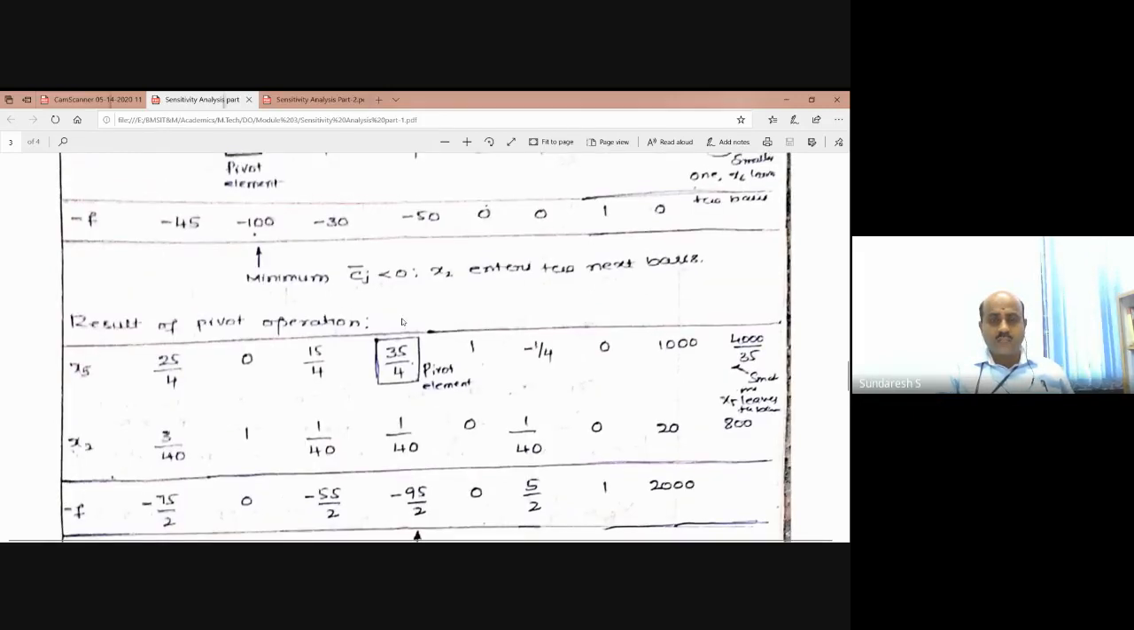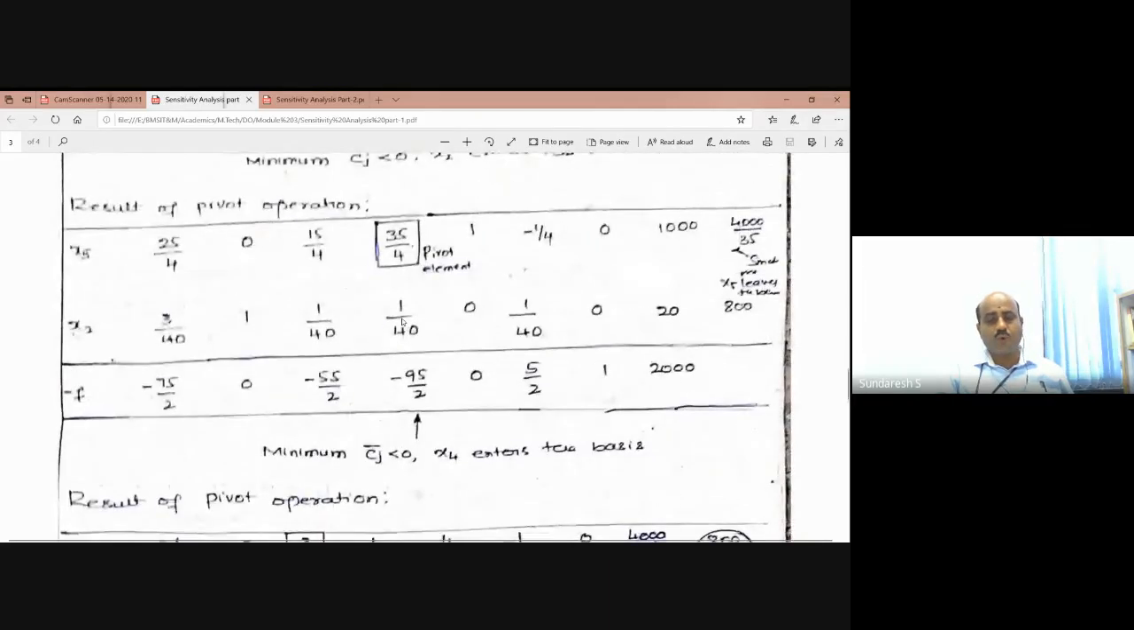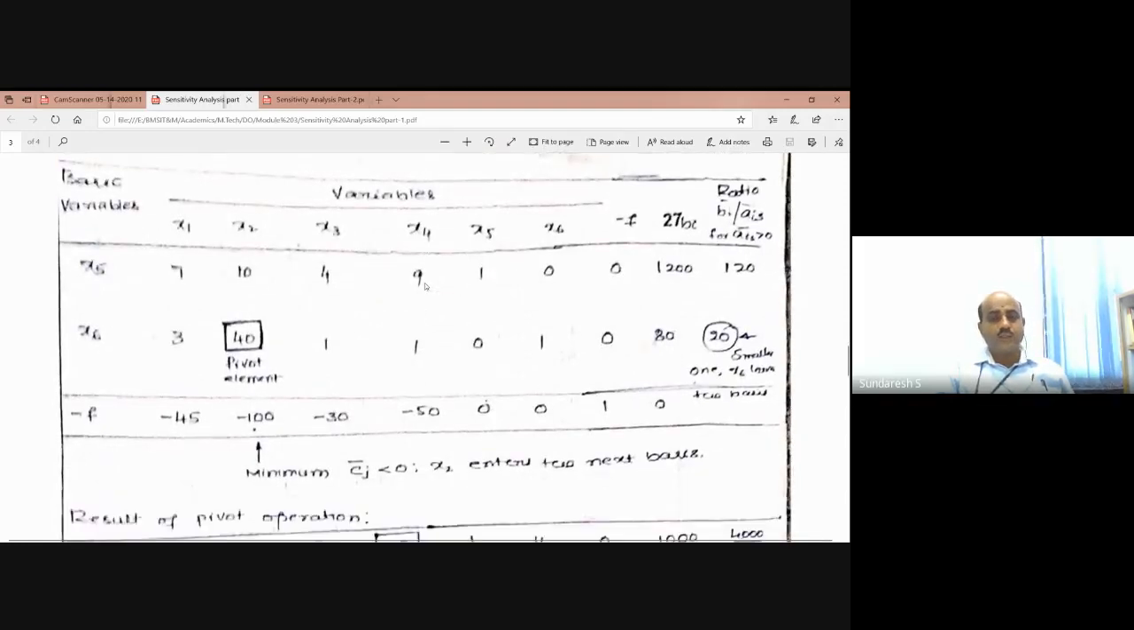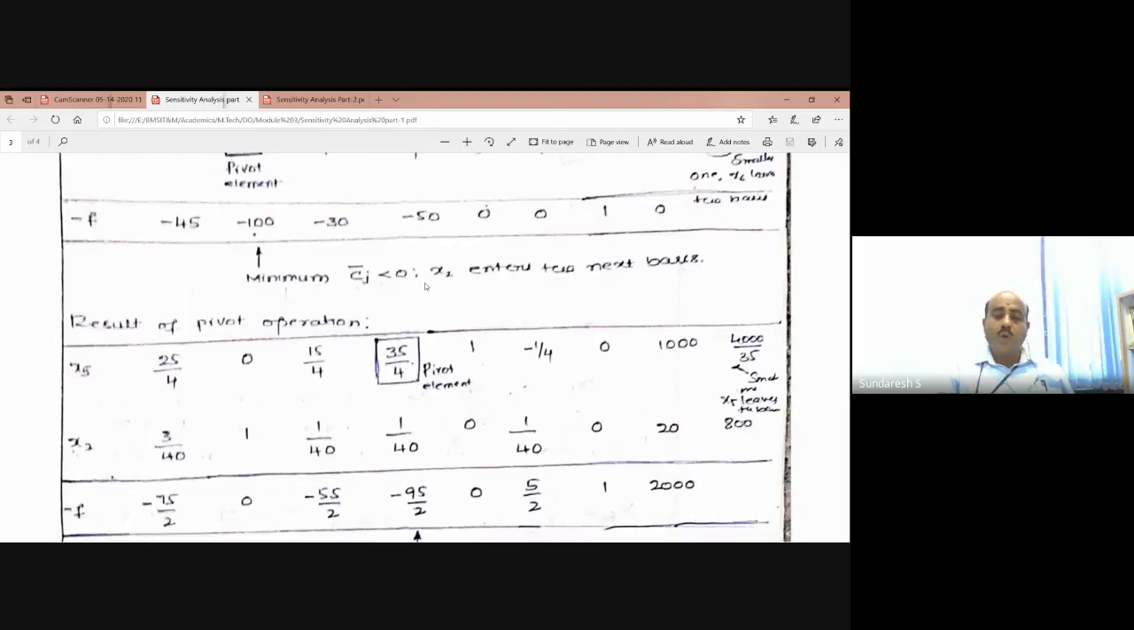Now the variable corresponding to the pivot column is x4. Am I right? So x4 enters the basis, and now we have to find which one leaves the basis. Because of the maximum negative or minimum value, we have identified this column as the pivot column. That pivot column corresponds to the variable x4, and hence x4 enters the basis. Some variable has to leave the basis.